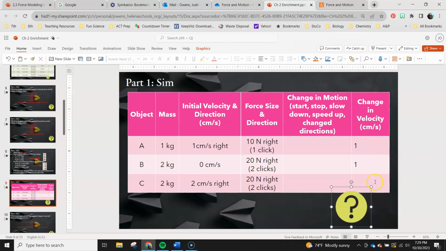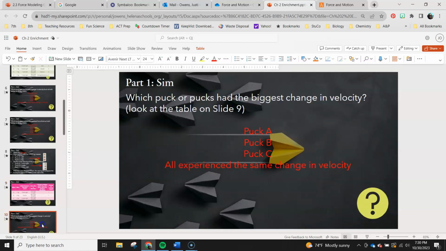Okay, so that leads us to our next questions. Which puck or pucks had the greatest change in velocity? Okay, so first of all, if we ask the question that you guys saw in the quiz, which ball was most massive, you guys should have said the pink and the blue because they were both 1.1 kilograms, versus the gray one was just 0.9.